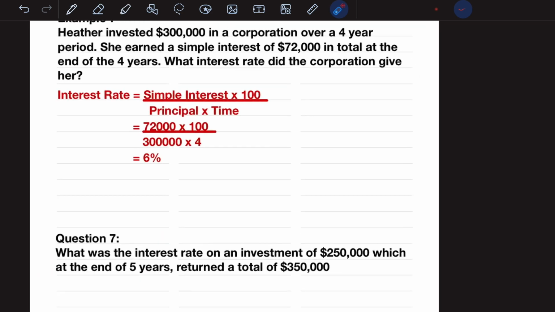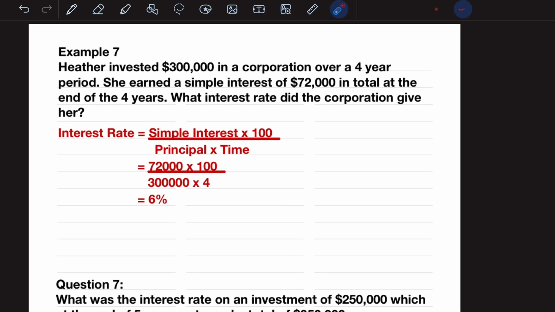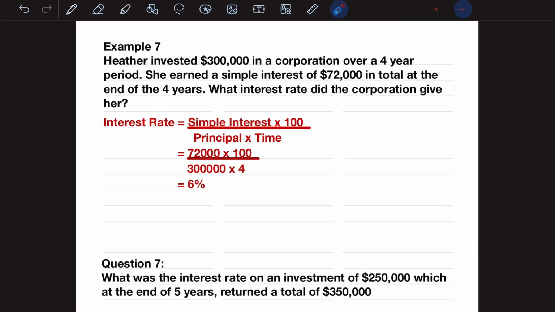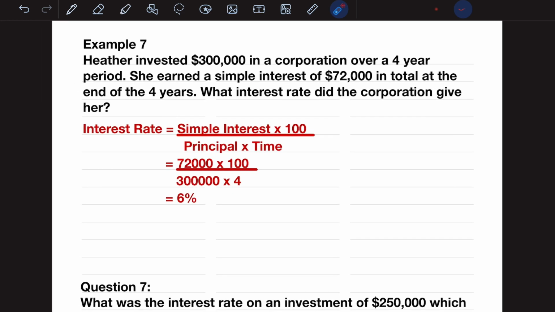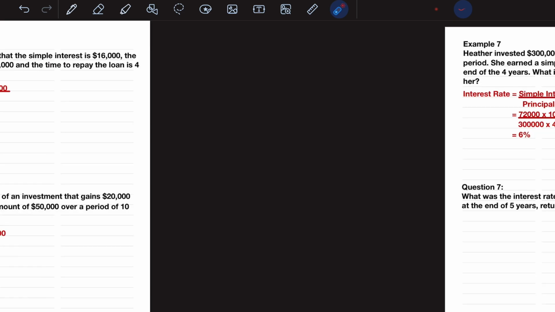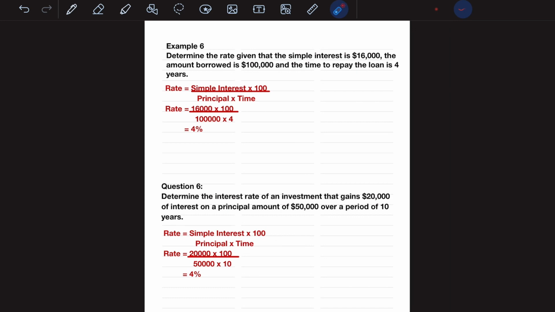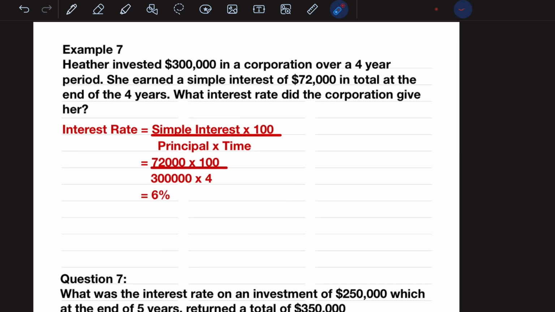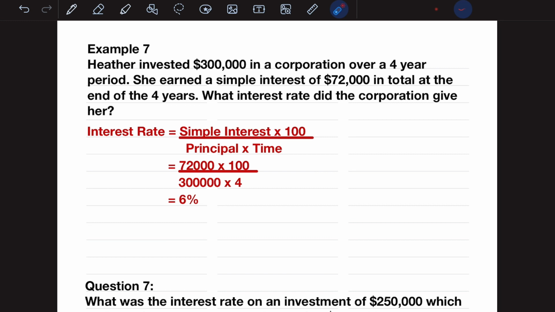Okay, so let's continue. So now we have another question with interest rate. Heather invested, so this time it's invested, not borrowed. Right, so remember principal can be an amount borrowed, saved, or invested. So we have a different scenario this time. We are still finding interest rate. Heather invested $300,000 over 4 years. So we need to determine the interest rate.